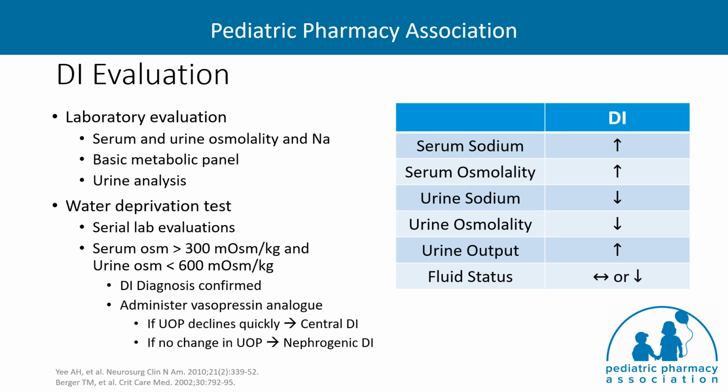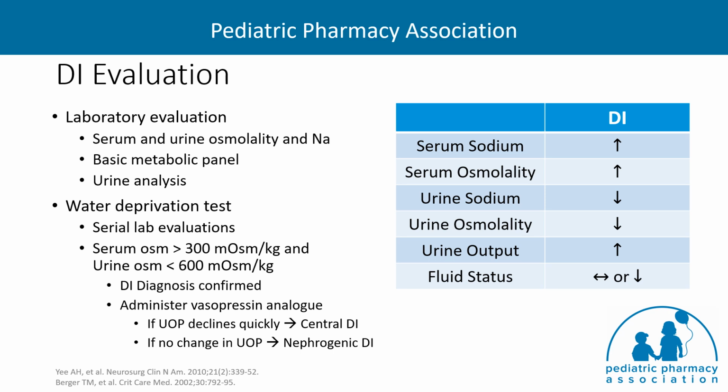diabetes insipidus. The water deprivation test requires serial lab evaluations, and DI is confirmed when serum osmolality is greater than 300 milliosmoles per kilo and the urine osmolality is less than 600 milliosmoles per kilo. At this time, you would administer a 1 unit per meter squared subcutaneous vasopressin dose to reevaluate urine output and serum osmolality. In patients with central DI, urine output should fall quickly and urine osmolality should increase. However, in patients with nephrogenic DI, urine output, urine osmolality, and serum osmolality will not change.